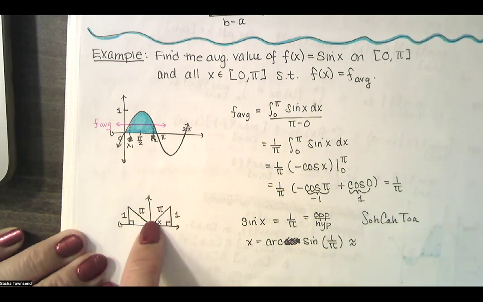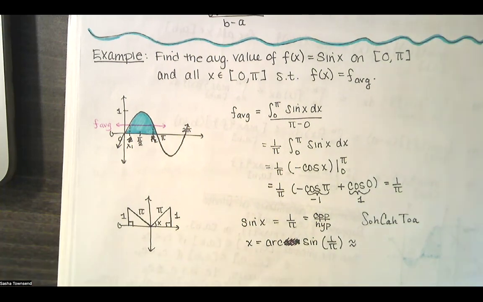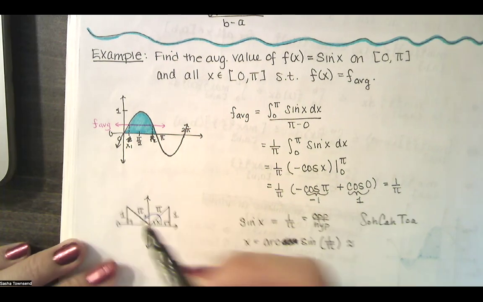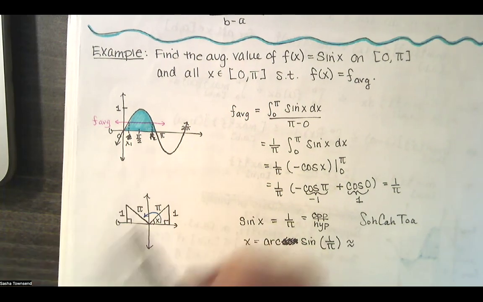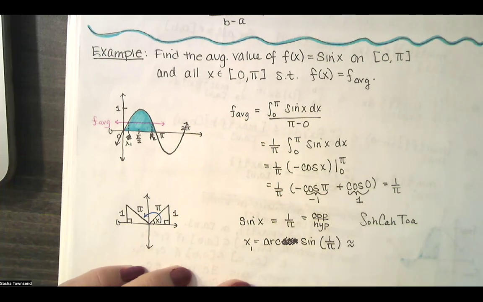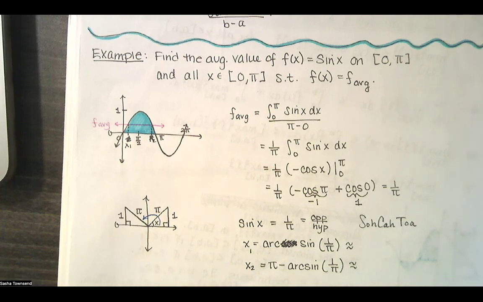But then the second angle has the same reference angle, but it's actually this angle, the angle from here to here. So the second angle, that x1 is the arcsine of 1 divided by pi, and x2 is going to be pi minus the arcsine of 1 divided by pi. And I'll use the calculator to find out what those are. So let's do that on Desmos.com.